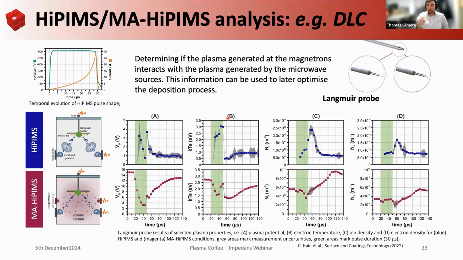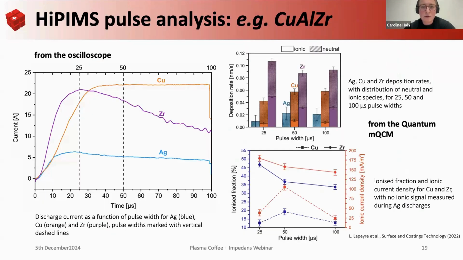Caroline, in that sense, can you show the slide where you have the copper, silver, and zirconium sputter rates? What I thought was interesting was that it's not a linear relationship with duty cycle, especially when it comes to HiPIMS. It's actually very material dependent. For copper, it was optimal at 50 microseconds, whereas for zirconium, the highest deposition rate was at 25. So you've got to measure it.